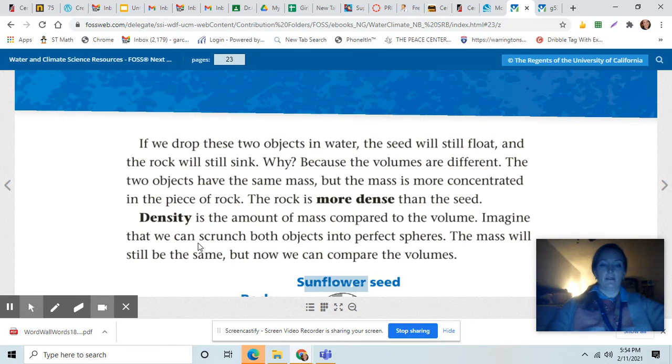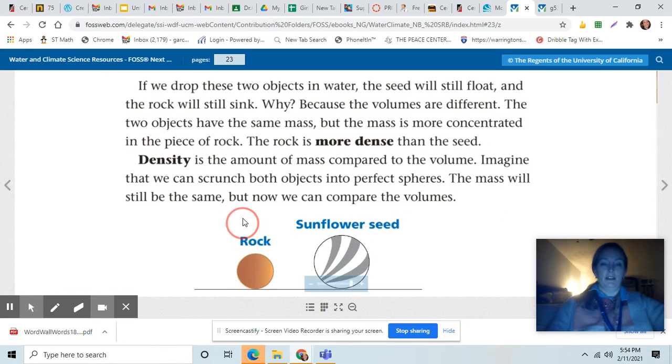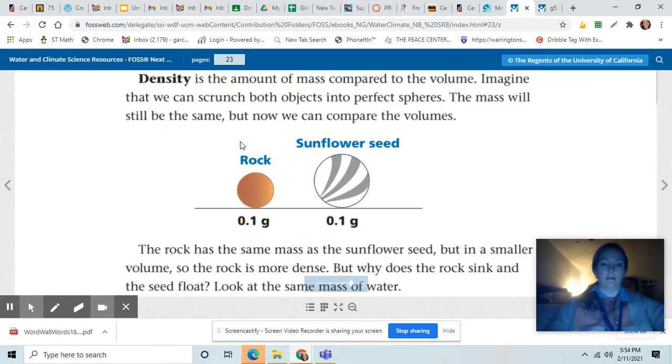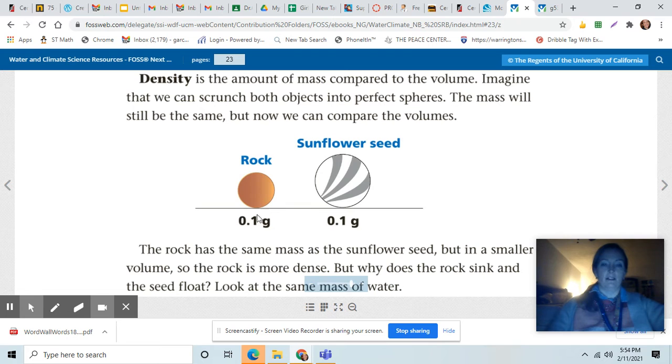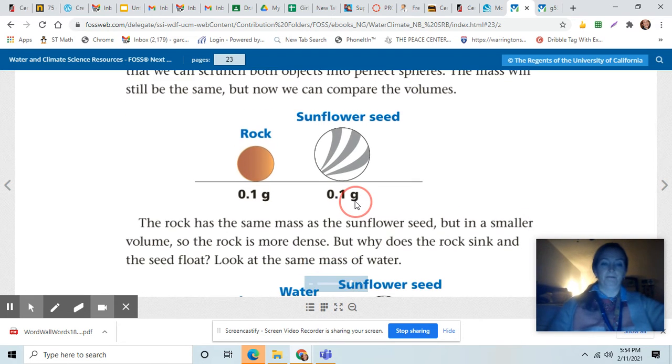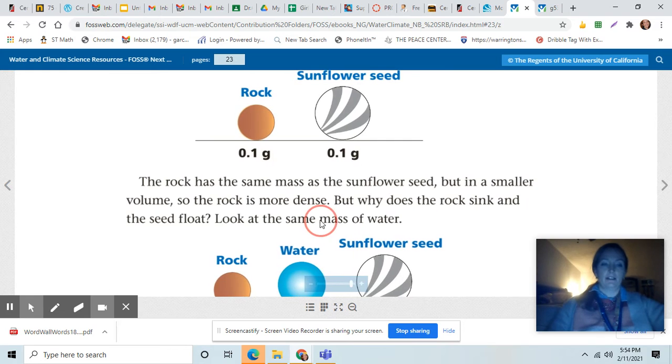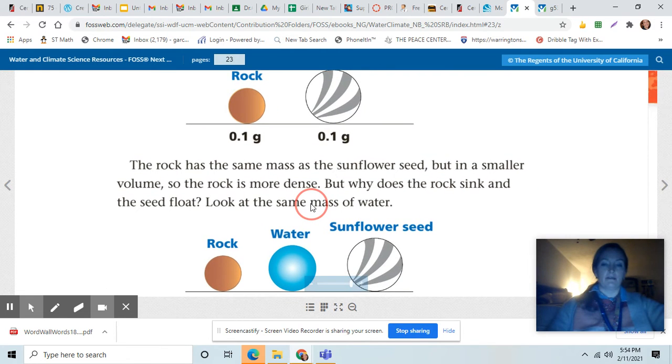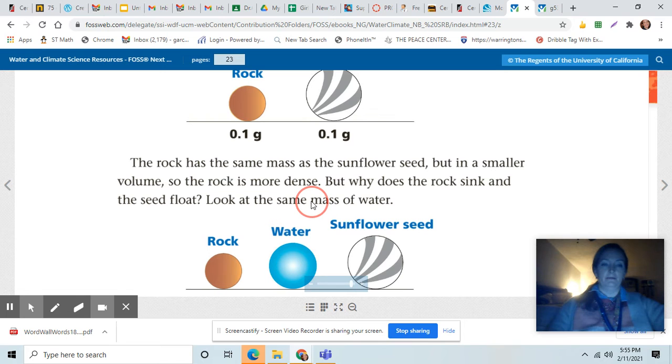Imagine that we can scrunch both objects into perfect spheres. The mass will be the same, but now we can compare the volumes. So if you can see the volumes, here's the rock and the sunflower seed. The rock has the same mass as the sunflower seed, but in a smaller volume. So the rock is more dense. But why does the rock sink and the seed float? Look at the same mass of water.